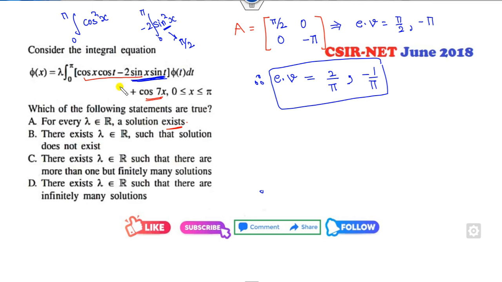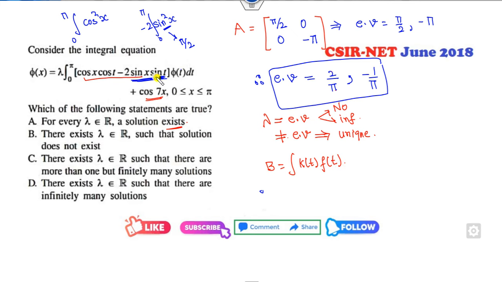Fine. Now you have two cases, whether lambda is equal to the eigenvalues or it is not equal to them. When lambda is not equal to 2 over pi and minus 1 over pi, then you will get a unique solution. When lambda is equal to these, then you have no solution or infinite solutions. So let me calculate the B, that is K of t and f of t. In this example, you have two K of t, one corresponding to this, one corresponding to this. So you have two values of the B.